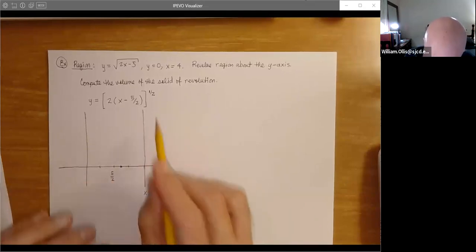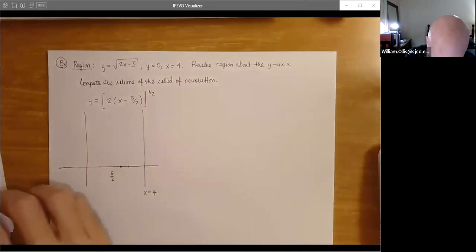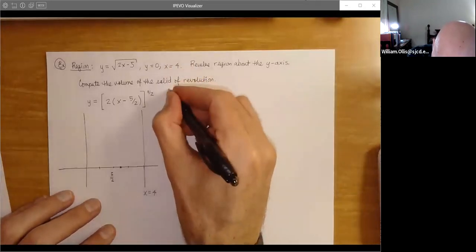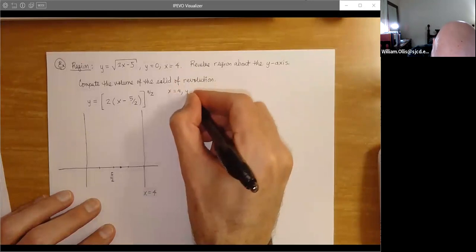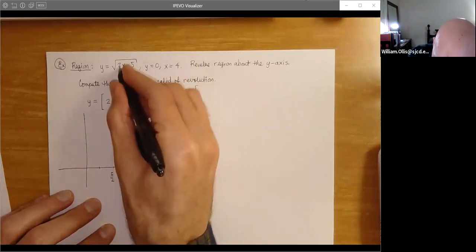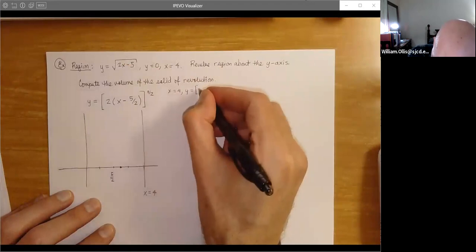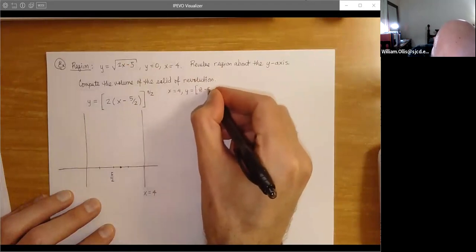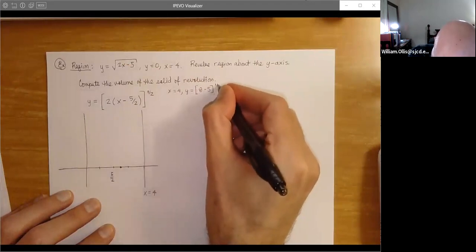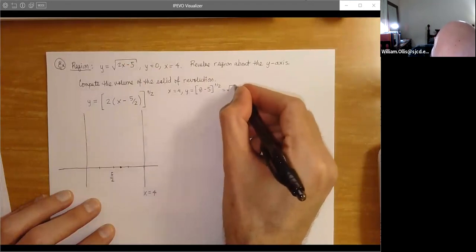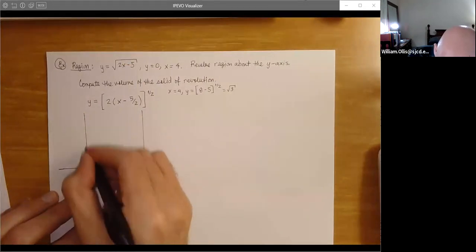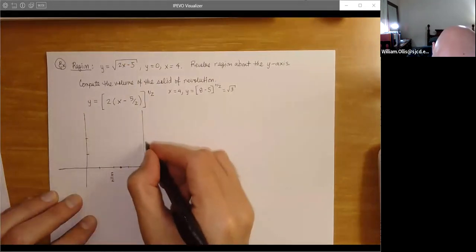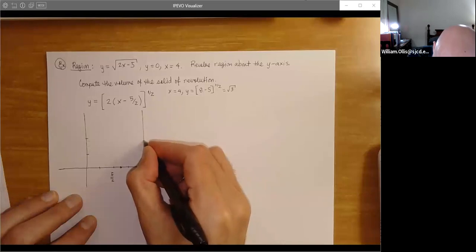And note here, let me just write this out. We'll just say x equals 4. So we have y equals, so we'll have what? 2 times 4, that'll be an 8 minus a 5, 1/2. So that gives us square root of 3. So we can mark this off. So when we cross here, we've got about square root 3.